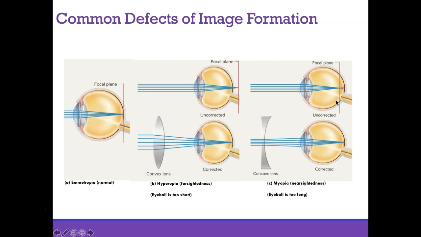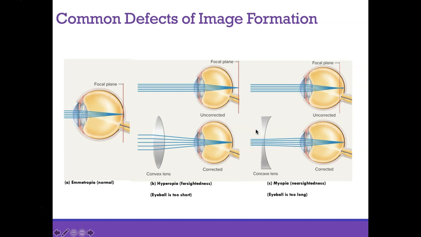If your eyeball is too long, you can imagine that the light rays will then come into focus before they reach the retina, and we would need to correct that with a concave lens. So a concave lens would cause the light rays to diverge slightly, so they get spread out more.